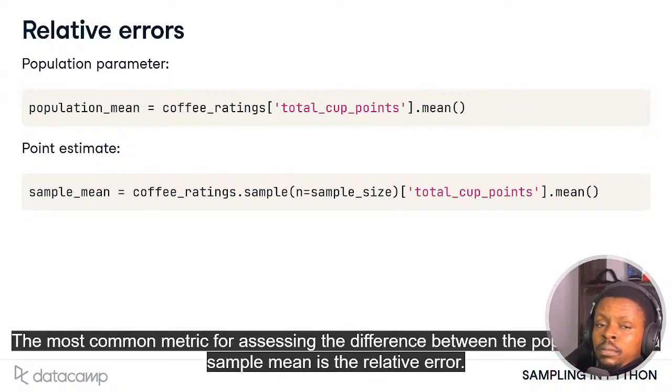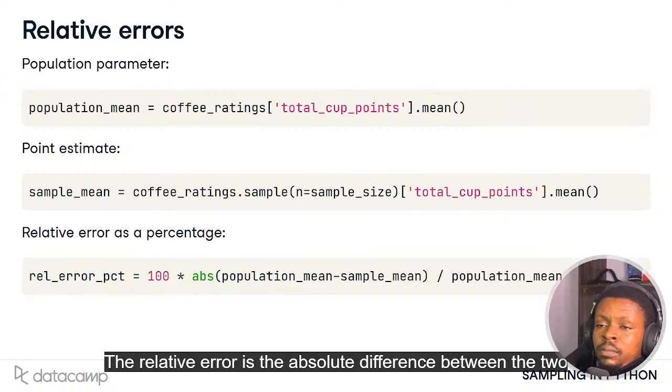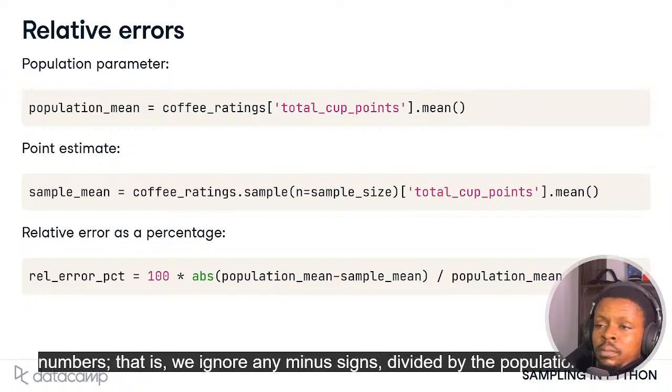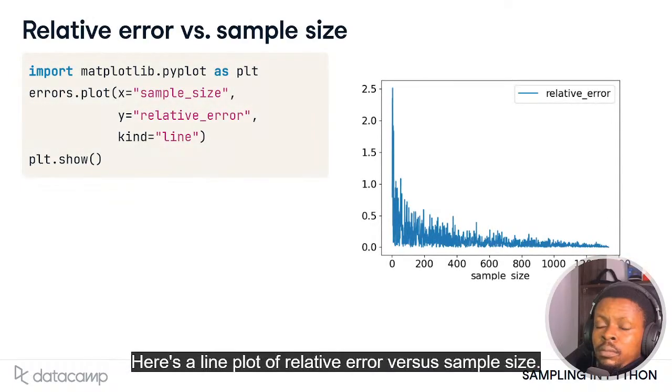The most common metric for assessing the difference between the population and a sample mean is the relative error. The relative error is the absolute difference between the two numbers, that is, we ignore any minus signs, divided by the population mean. Here, we also multiply by 100 to make it a percentage. Here's a line plot of relative error versus sample size.